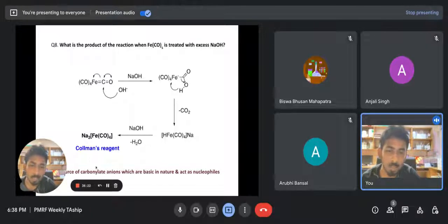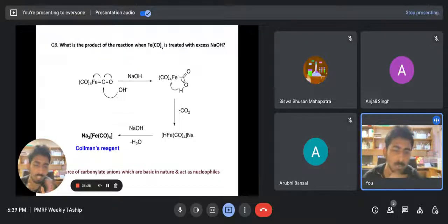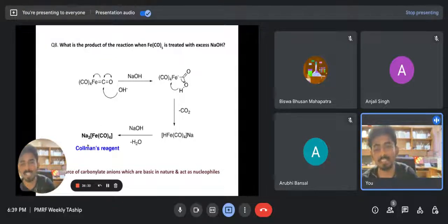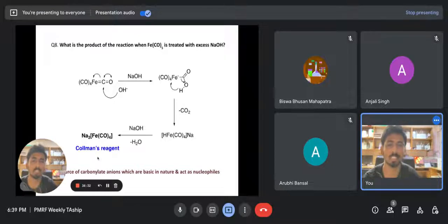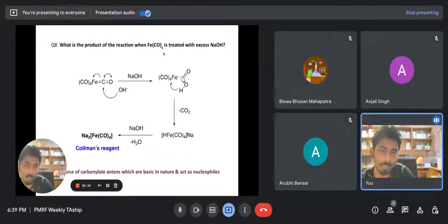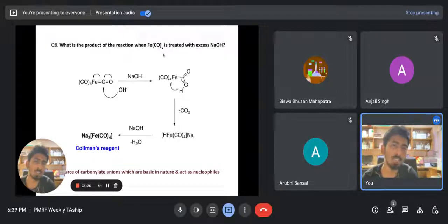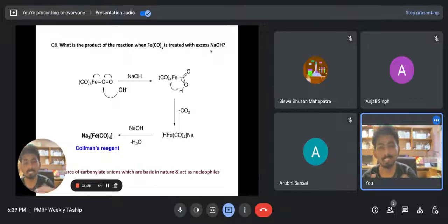This is popularly known as Collman's reagent. You can Google about this Collman's reagent. It is a potential nucleophile, and it is heavily used in organometallic chemistry. So thus, from the commercially available reagent Fe(CO)5, by treating it with excess sodium hydroxide, we can form this compound, that is Collman's reagent.